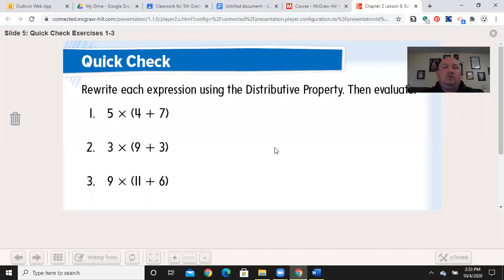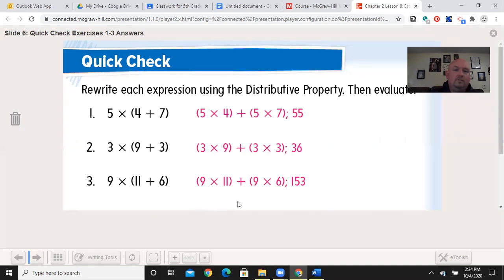I want to begin us with the quick check. We have three problems found here. They want you to use the distributive property to evaluate them, which means find the answer. So go ahead and find a whiteboard or a scrap piece of paper and do these three problems. Pause the video and then return when you're done. You may pause the video now. Welcome back. Let's see how we did here.